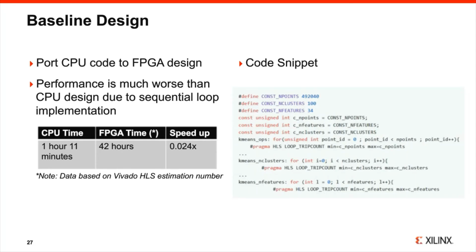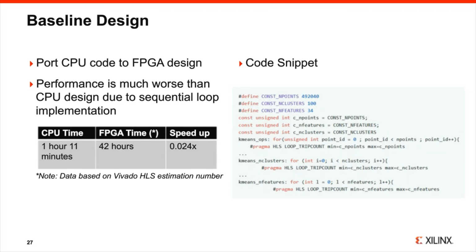In this stage, we will create an initial version of the design. The CPU code will be ported into an FPGA kernel and host module. The kernel code is going to be compiled by HLS, so we need to make sure the code is compliant with all the HLS coding style.